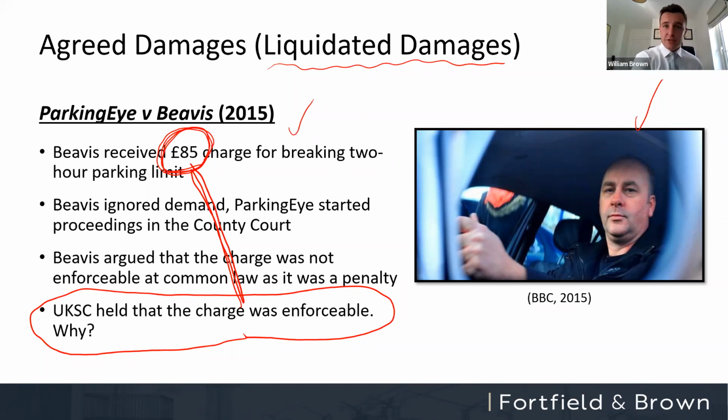And the fact that you haven't suffered it isn't a defense. It is a liquidated figure. You pay it regardless of whether or not you suffered it. That's one of the other benefits of having liquidated damages. You don't have to go through that exercise of actually proving that you suffered the loss. Having it written into the contract as an agreed damages provision is enough.